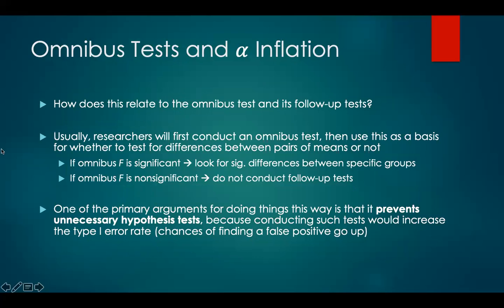Now, how does this relate to the omnibus test and its follow-ups? Usually, researchers will first conduct an omnibus test, then use this as a basis for whether or not to test differences between pairs of means. So if an omnibus F is significant, they look for significant differences between specific groups. If it is non-significant, they usually do not conduct follow-up tests. One of the primary arguments for doing things this way is that it prevents unnecessary hypothesis tests, because conducting such tests would increase type 1 error rate, or the chances of finding a false positive.